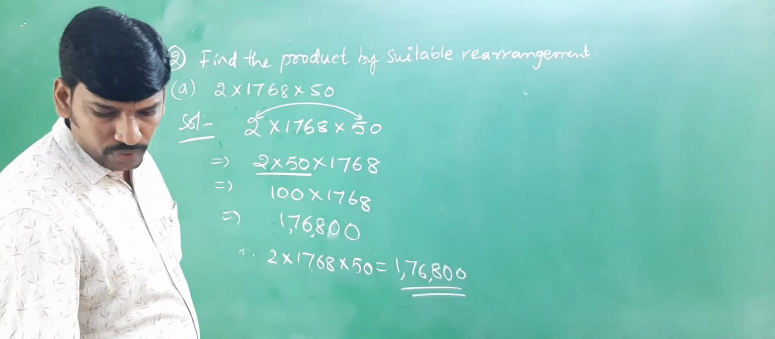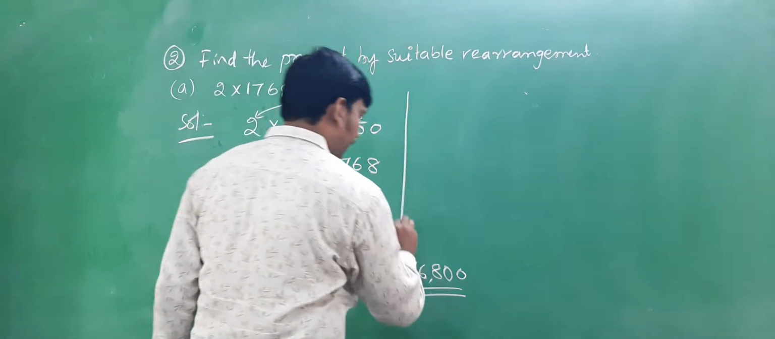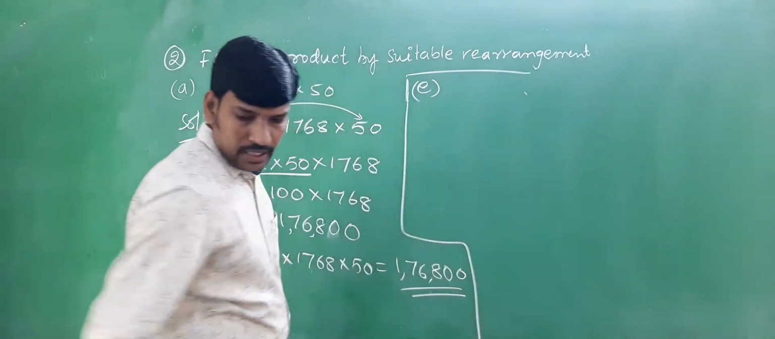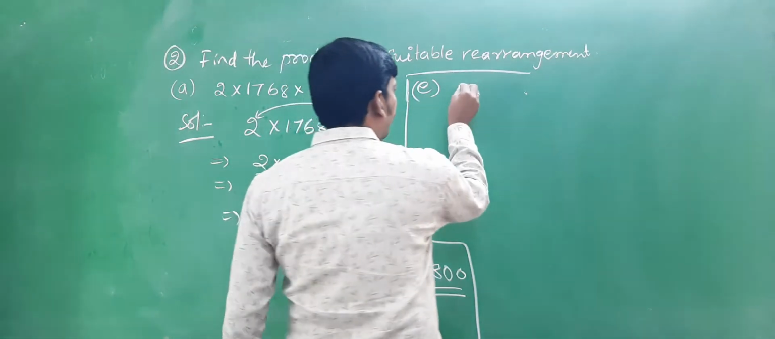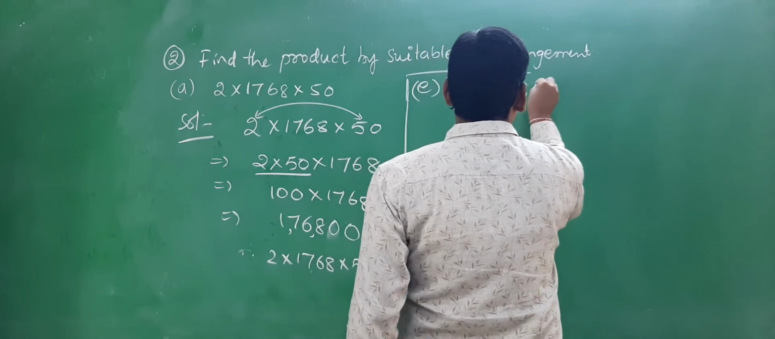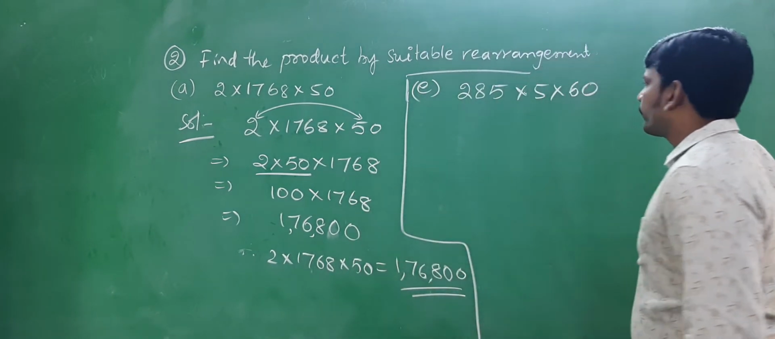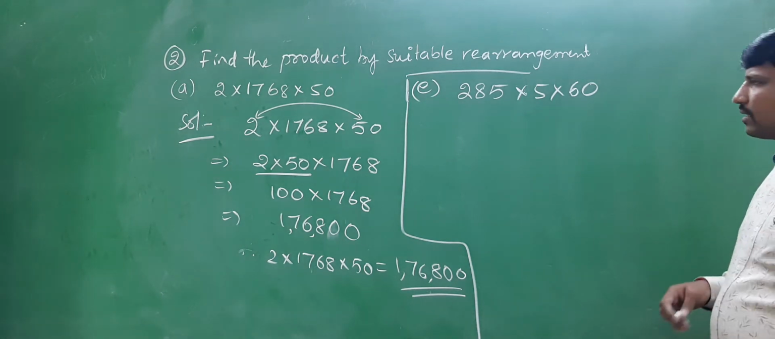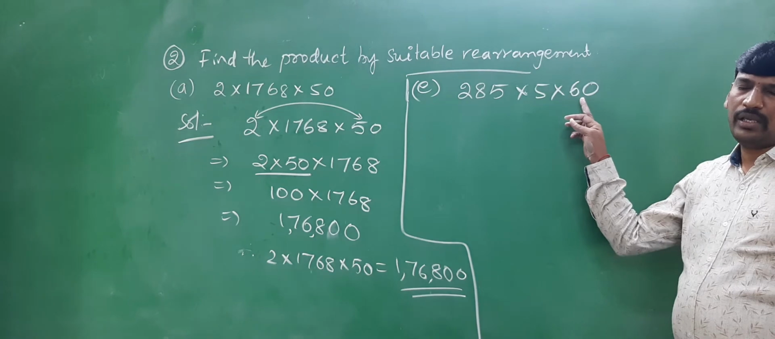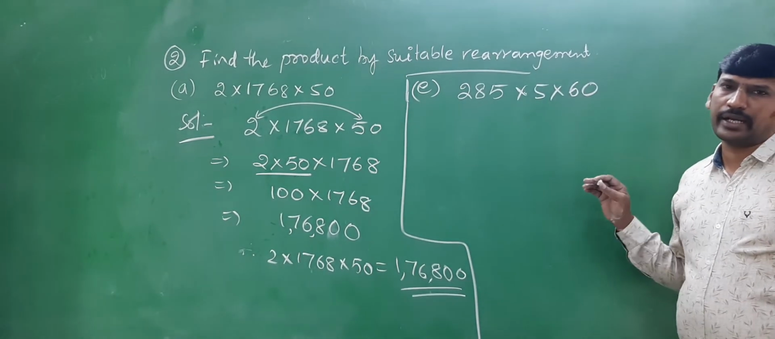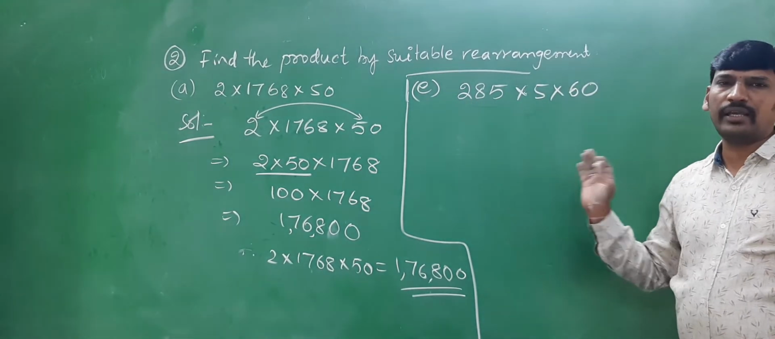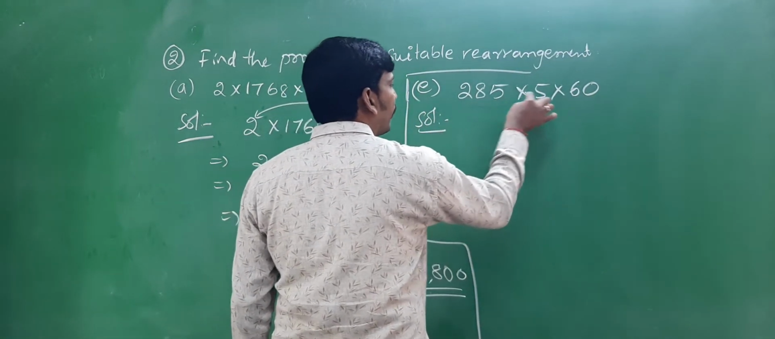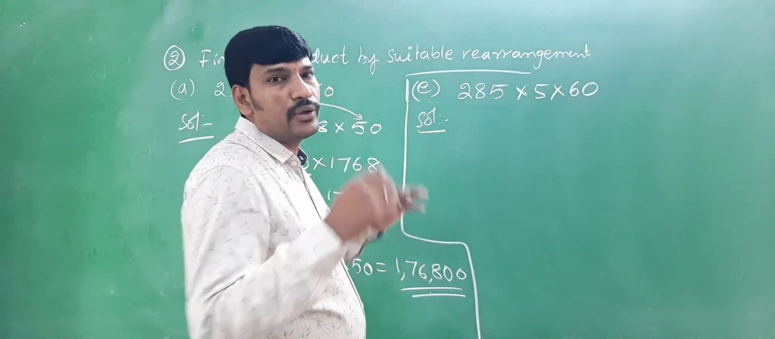Now I am going to explain one more. Let us see this here. The value is 285 into 5 into 60. Now children, see this here. Which two values should we multiply to get the answer easily? 5 into 60: if you multiply 5 into 60, it will become 300. Then 3 into 285 will be very easy, instead of multiplying 285 into 5, which is a big value.